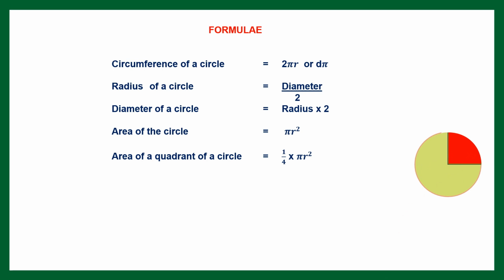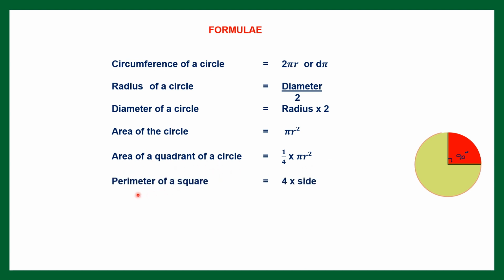And this is 90 degrees here. Okay, so in a circle there are 4 quadrants. And if you put all the 4 quadrants together, you will get a complete circle. So if you have to find the area of a quadrant of a circle, this is the formula: 1/4 of the area of a circle, because a quadrant is 1/4 of the circle. There are 4 quadrants. So 1/4 into pi r square will give you the area of the quadrant of a circle.